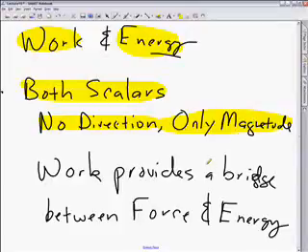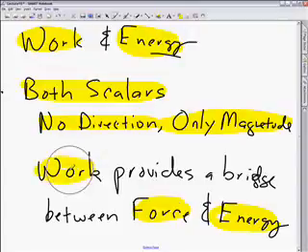So we're first going to talk about work, because work provides a bridge between the force and the energy. Since we were talking previously about force, and we're going to also talk about energy, we'll talk about the work first.